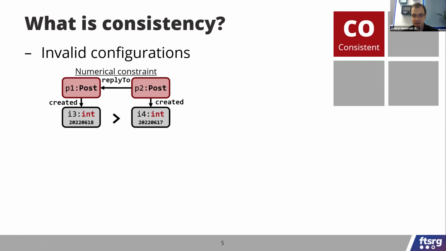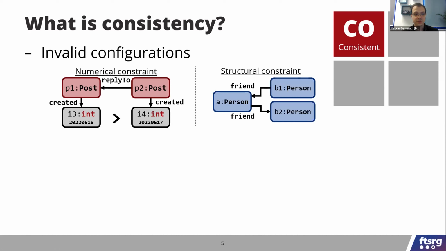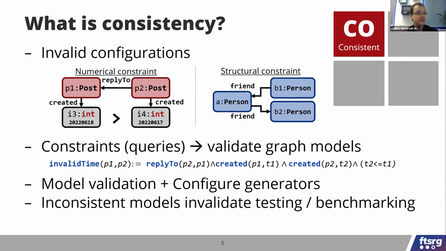Similarly, models typically have certain structural constraints. For example, the friend relation must be symmetric. Those constraints can be captured as graph predicates or alternatively model queries or database queries. If we use those queries, the integrity of existing models can be checked, and we can use those queries as an input for the model generation to ensure that the models that we get will be valid.